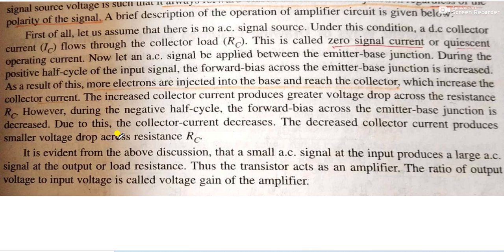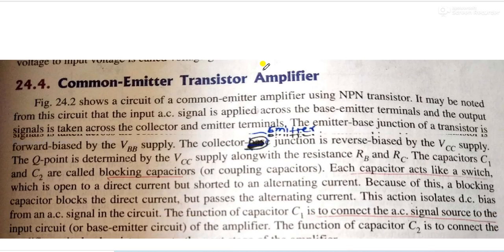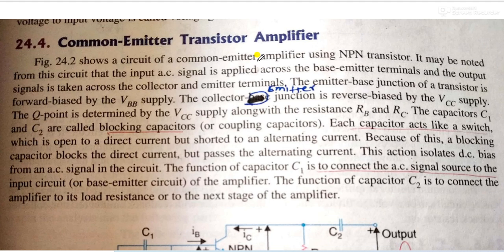And we know the ratio of output voltage to input voltage is called the voltage gain of an amplifier. Now, after this, we will see a single stage amplifier in different configurations: common emitter configuration, common base configuration, and common collector configuration. Here we are going to learn about the common emitter transistor amplifier.